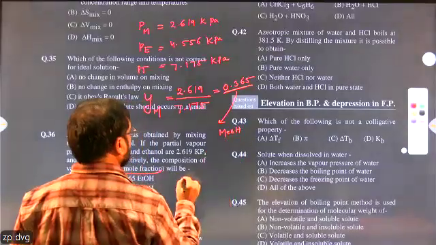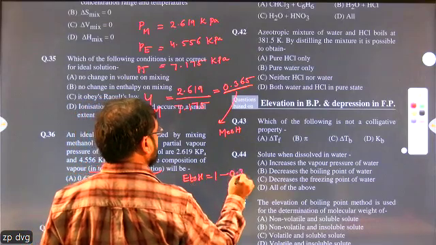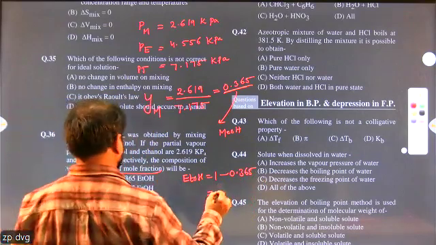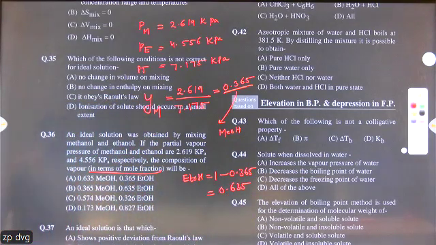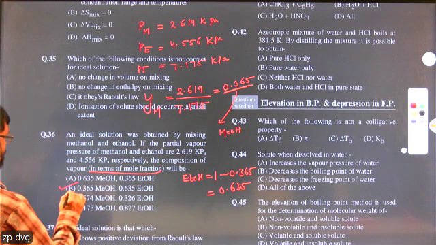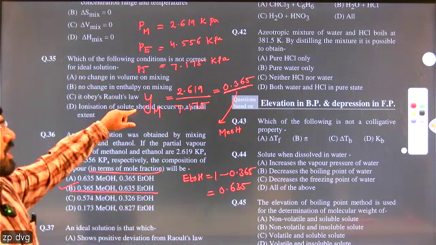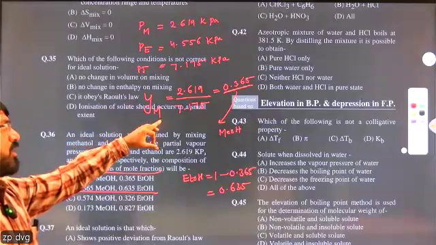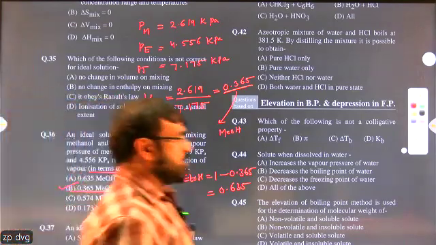And what value will we get in the case of ethyl alcohol? 1 minus 0.365 gives 0.635. So the correct answer for question 36 is option B. This is the way of solving the problem: find the total pressure, then divide the vapor pressure of methanol, 2.619, by 7.175, and we get the answer. Next, let us see question number 37.